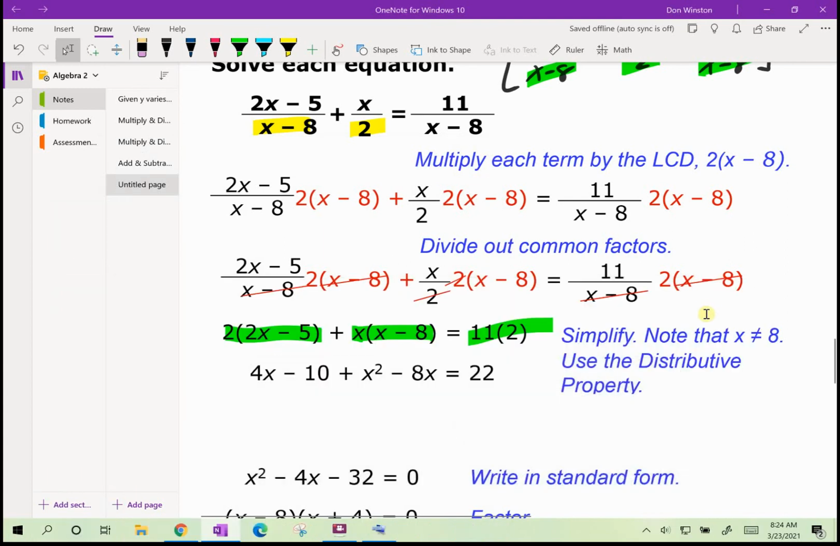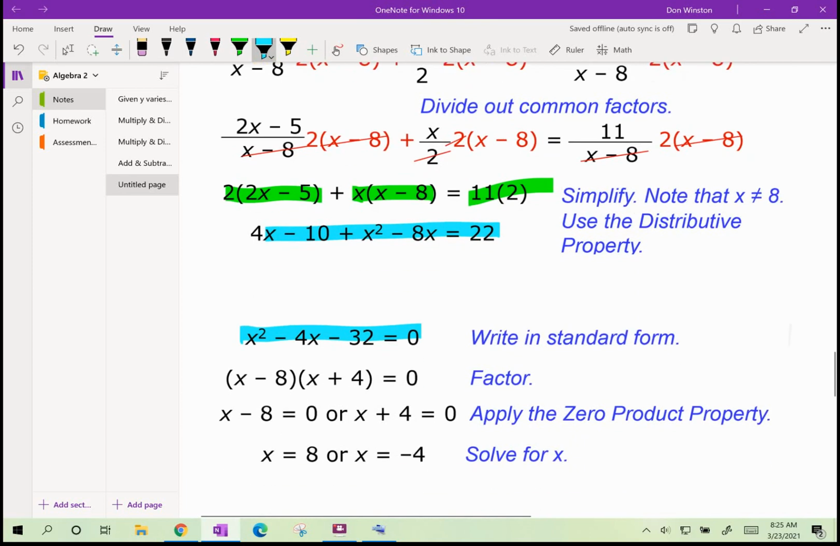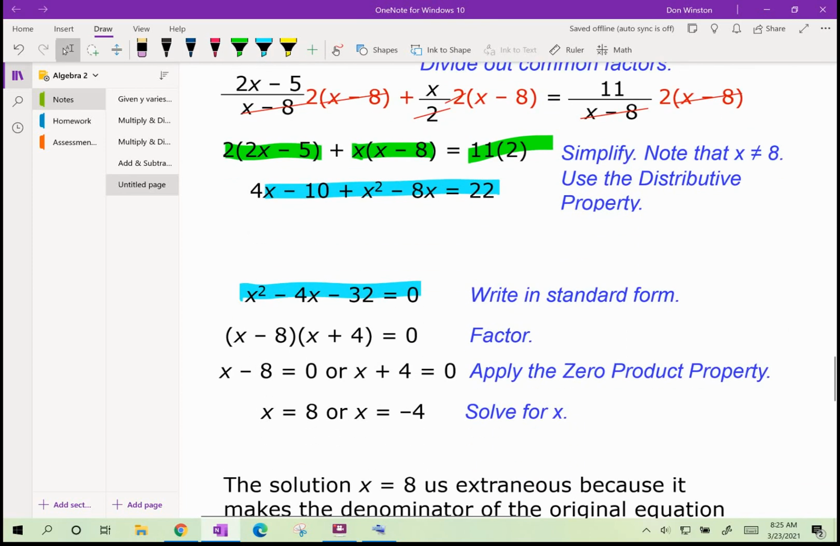So combine the like terms here. When I combine my like terms, I'll get x squared minus 4x minus 32 equals 0. Factor, you get x minus 8 times x plus 4 equals 0. So x is equal to 8 or negative 4. Well, I have to go back to my original equation.